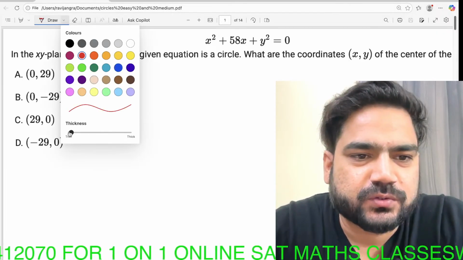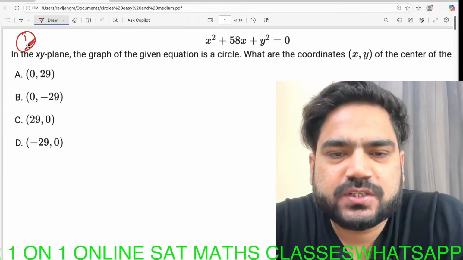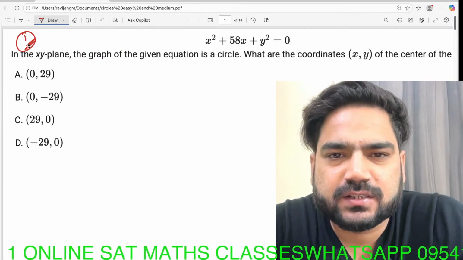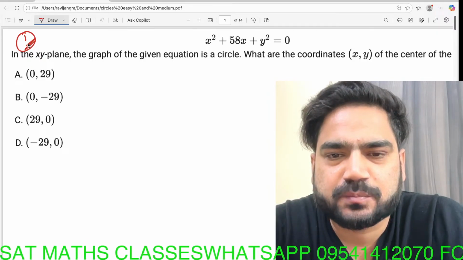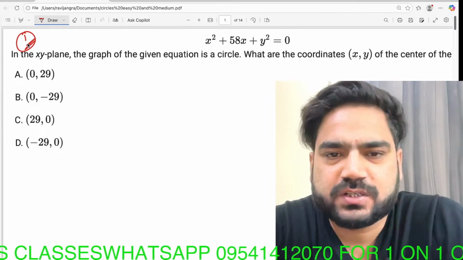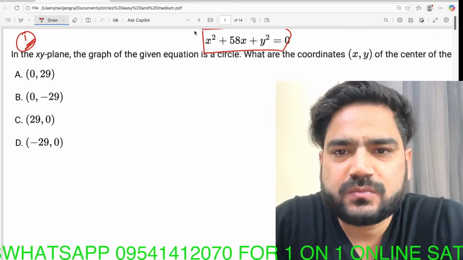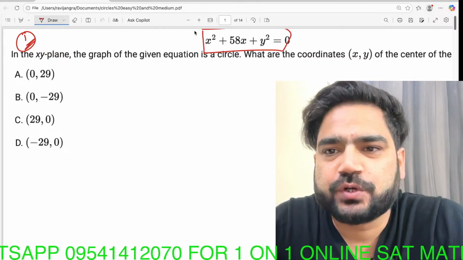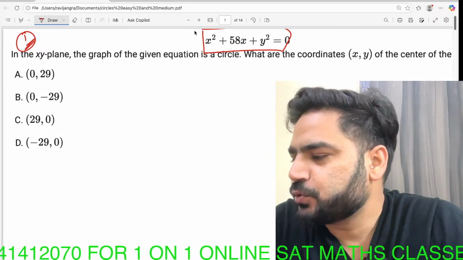Okay, so first question in today's class, let's solve this. In this question, a circle equation is given: x square plus 58x plus y square is equal to 0, and they are saying that in the xy plane the graph of the equation is a circle. Okay, we understand this is the equation of a circle, and they are asking what are the coordinates of the center of the circle. So first of all, how to solve this question?